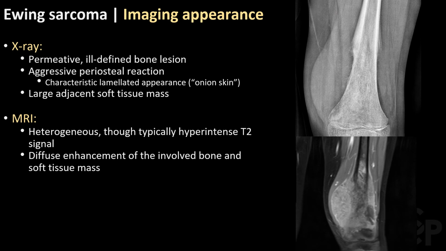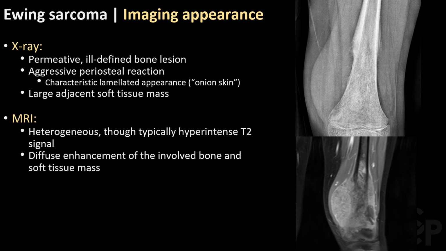Starting with X-ray for the imaging appearance of Ewing sarcoma, it's typically an ill-defined bone lesion and very permeative. You can also see, similar to osteosarcoma, an aggressive periosteal reaction. Typically, it looks kind of like layered onion skin outside of the bone, as in like extra cortex. And then you can also see a large adjacent soft tissue mass. You can see that really well in this top image here.